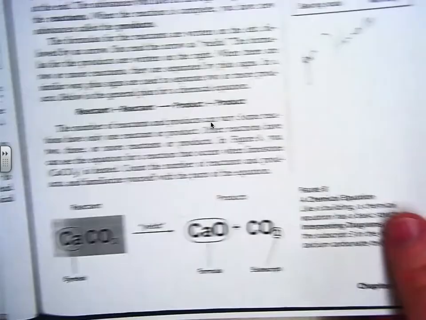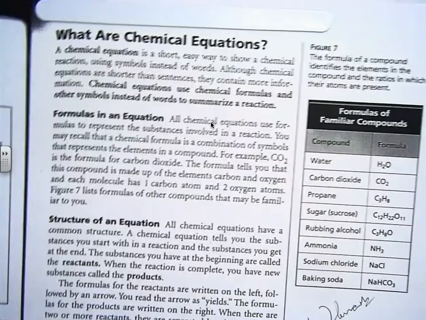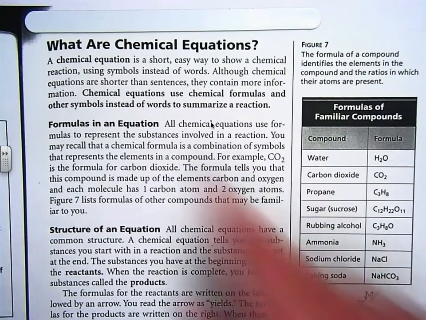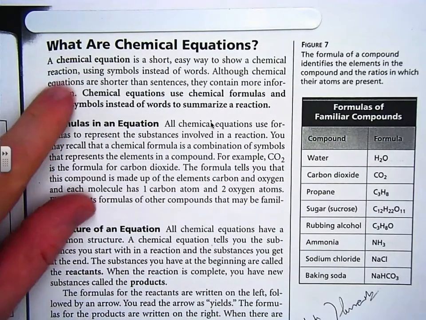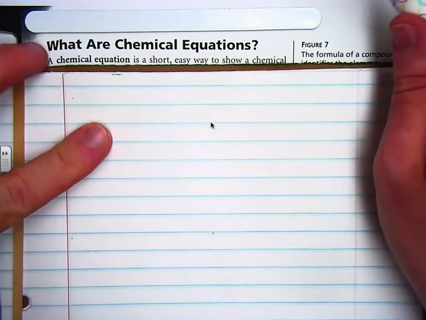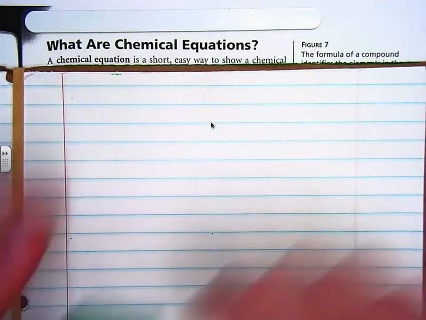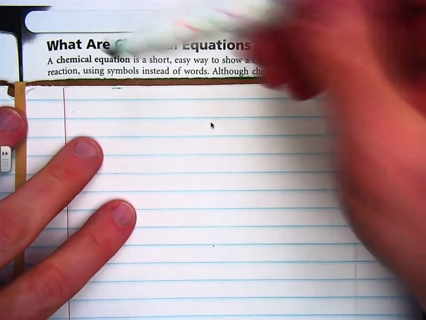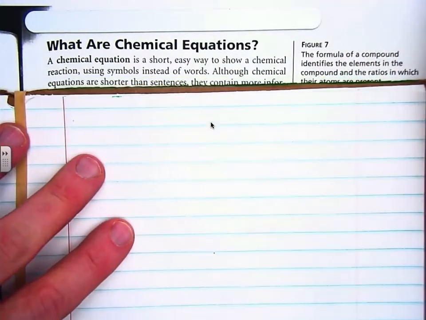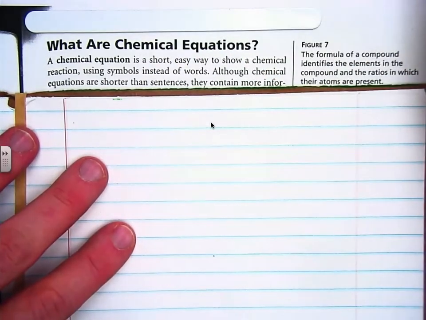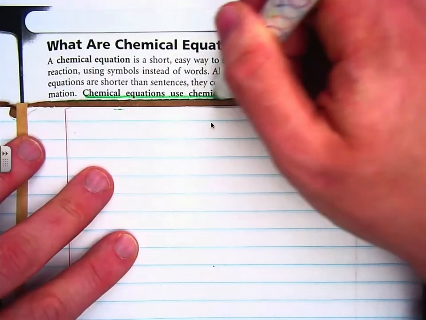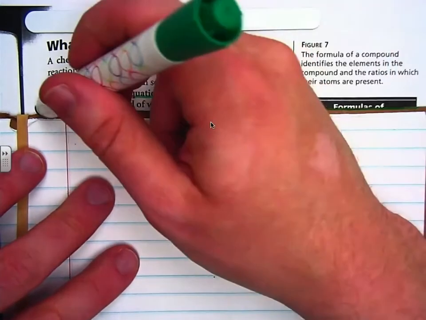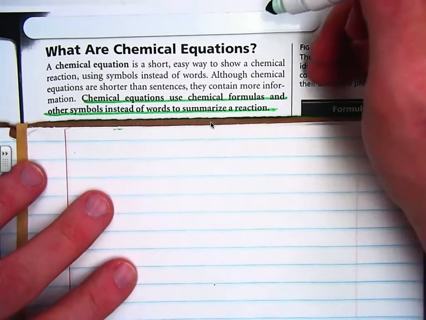Let's keep on moving to page 195, please. What are chemical equations? Now in your notes you just might write chemical equations and then underneath a little subtext. A chemical equation, vocab word, is a short, easy way to show a chemical reaction using symbols instead of words. Although chemical equations are shorter than sentences, they contain more information. Chemical equations use chemical formulas and other symbols instead of words to summarize a reaction.